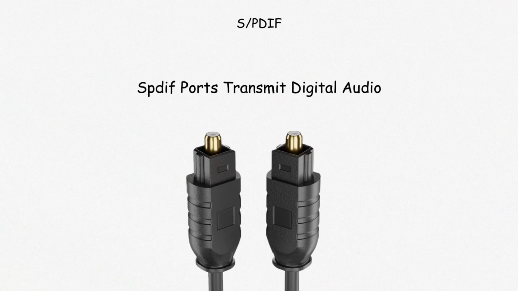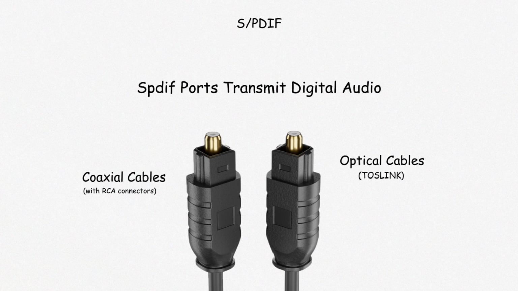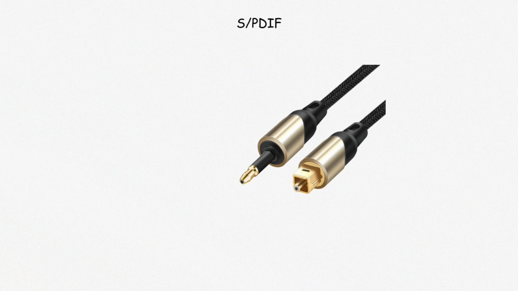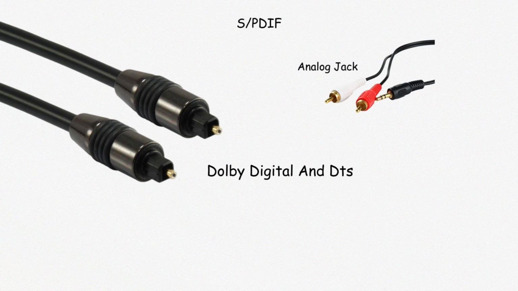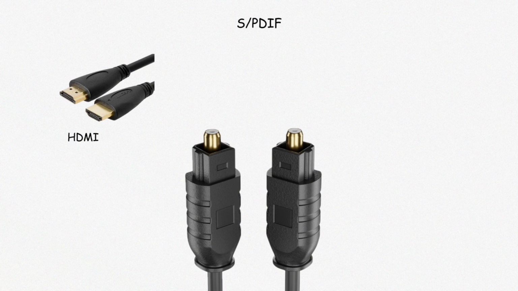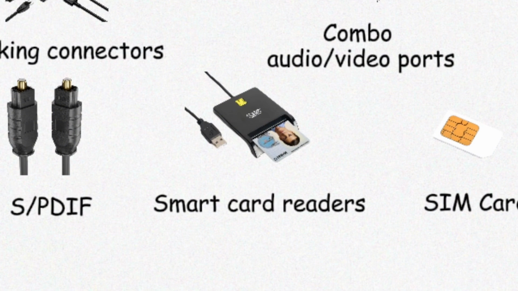SPDIF ports transmit digital audio using either coaxial cables with RCA connectors or optical cables with TOSLINK. These ports are used to connect high-end speakers, home theater systems, and digital audio equipment. SPDIF supports multi-channel surround sound formats like Dolby Digital and DTS. It delivers cleaner audio than analog jacks, with less interference, but does not support the newest high bitrate audio formats like HDMI does.